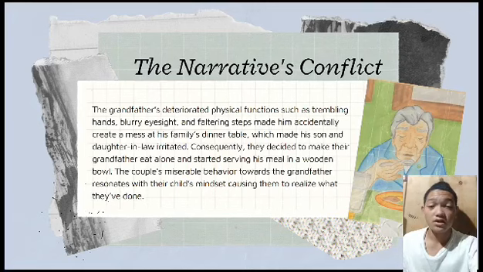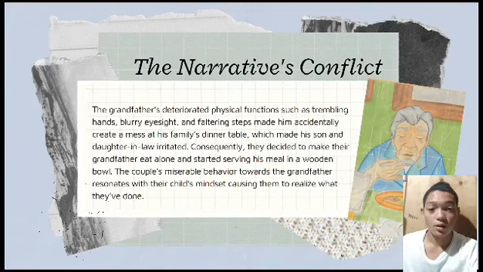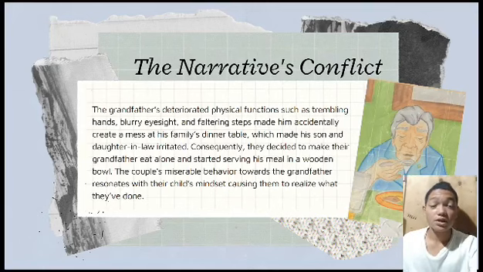Consequently, they decide to make their grandfather eat alone, and they started serving him a meal in a wooden bowl. The couple's miserable behavior towards the grandfather resonated with their child's mindset, causing them to realize what they had done.